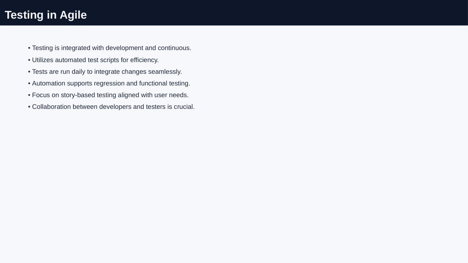as expected. The testing approach focuses on story-based testing, ensuring that tests align directly with user needs and the goals of each user story. Collaboration is essential. Developers and testers work together closely to catch issues early and keep the product moving forward efficiently. This integration helps maintain quality and adapt quickly as the product evolves.